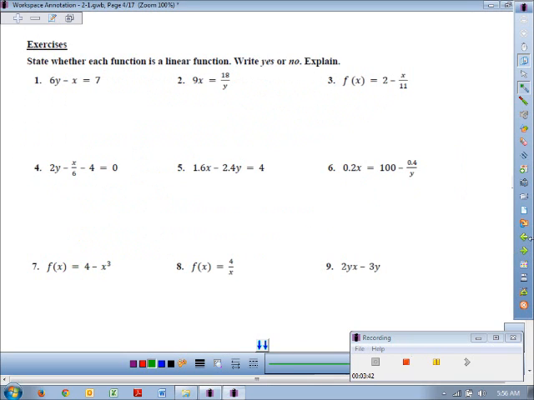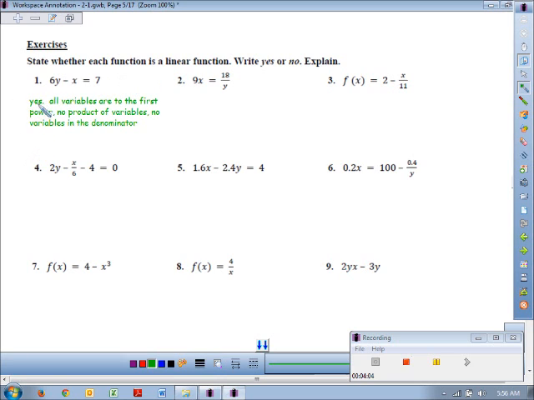So let's try these. State whether each is a linear function. Write yes or no. Checklist. Are all the variables the first power? Yes. Are there any product of variables? Here there's a product, but it's a number times a variable, so we're good, right? It's not like two variables multiplied together or three multiples. We're good there. And is there any variables in the denominator? No, there's not. So, boom, yes, this is a function.